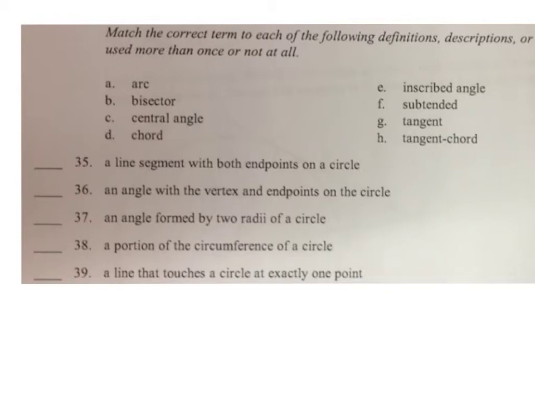So for 35, a line segment with both endpoints on a circle, that would definitely be D, a chord. All right? So again, if you need this for studying later on, you can check that out.